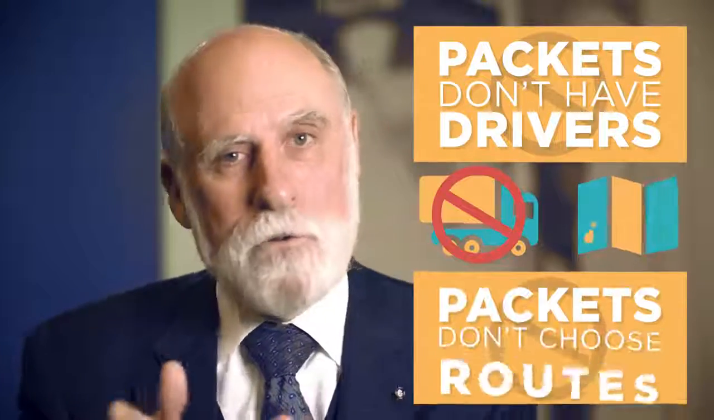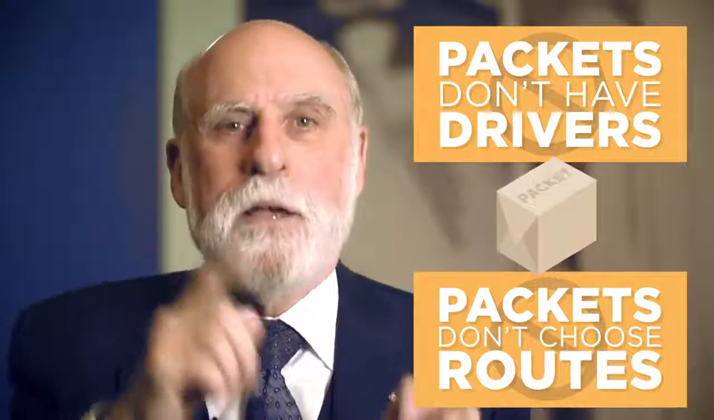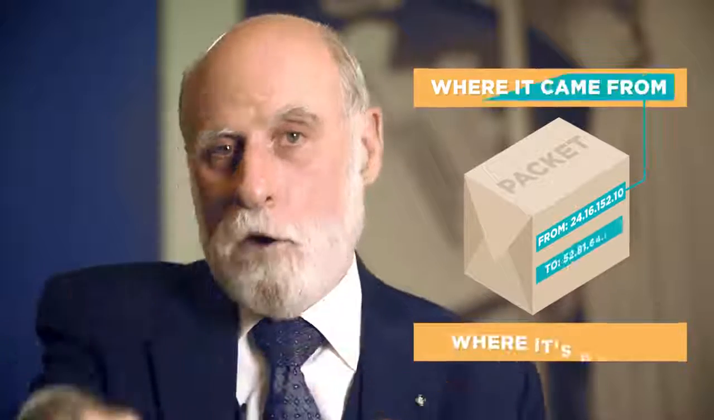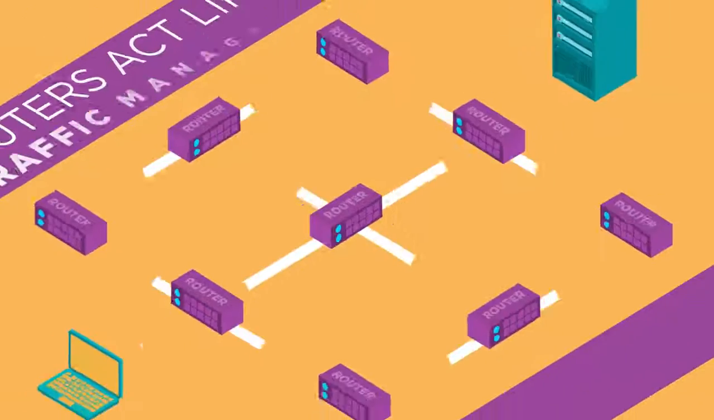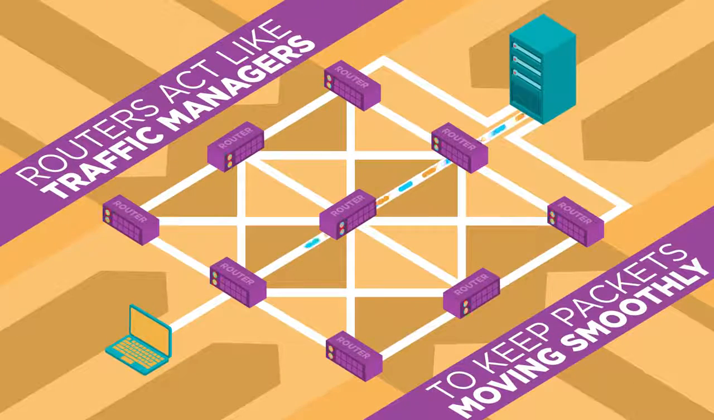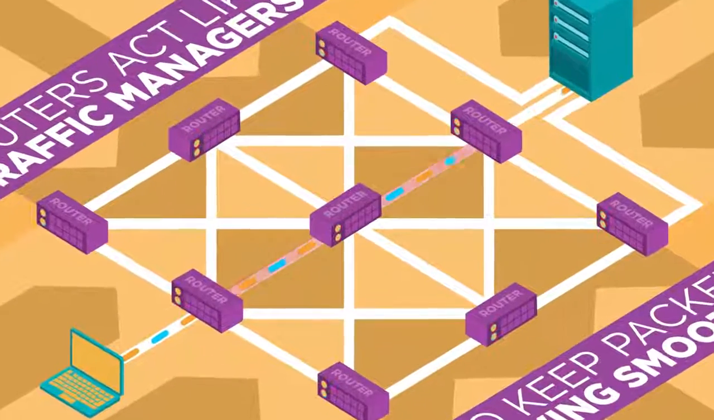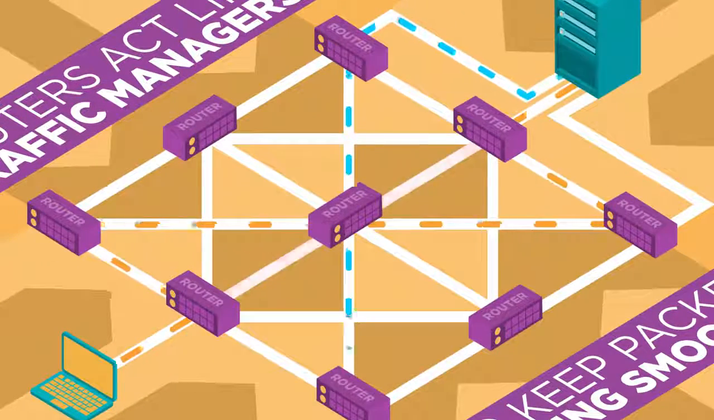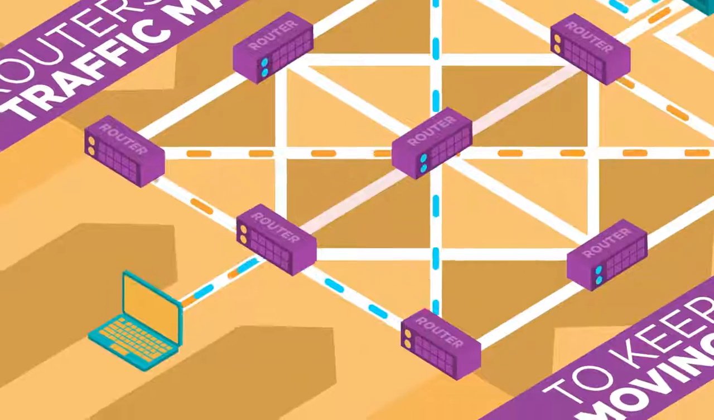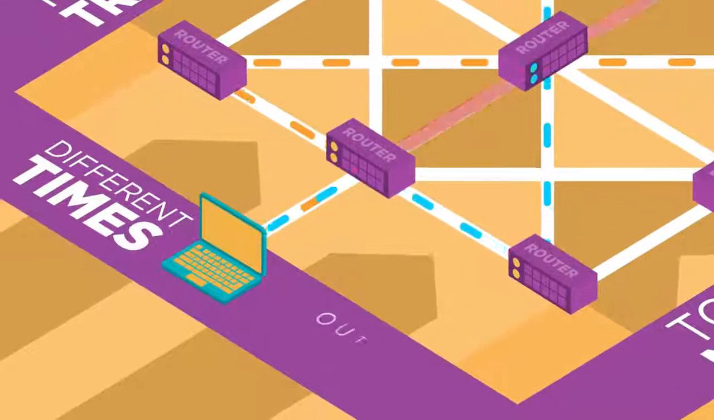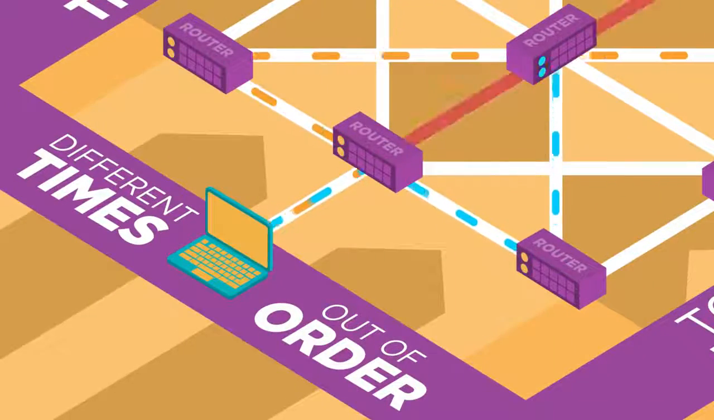Unlike cars or trucks, these packets don't have drivers and they don't choose their route. Each packet has the internet address of where it came from and where it's going. Special computers on the internet called routers act like traffic managers to keep the packets moving through the networks smoothly. If one route is congested, individual packets may travel different routes through the internet, and they may arrive at the destination at slightly different times or even out of order.